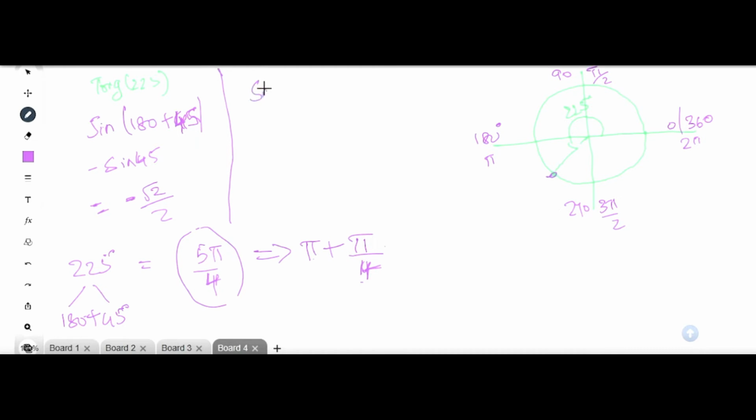Yeah. So sine of pi plus pi by 4. Good? Yeah.